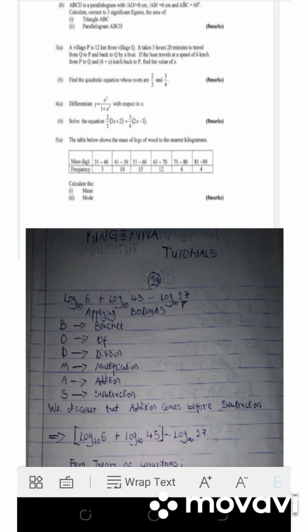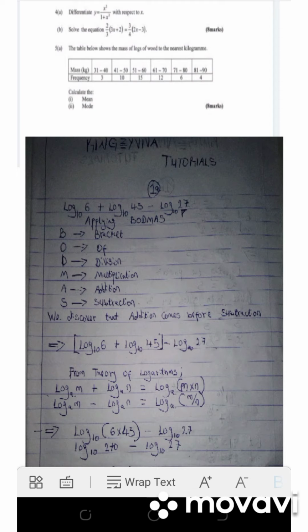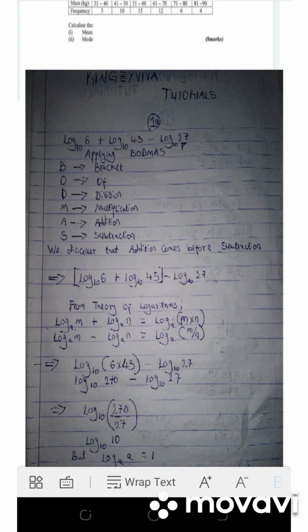BODMAS, the law of BODMAS, where B stands for brackets, O stands for of, D stands for division, M stands for multiplication, A stands for addition, and S stands for subtraction. So now, addition comes before subtraction in that sequence. So I will bracket the parts that have plus, and deal with them first.